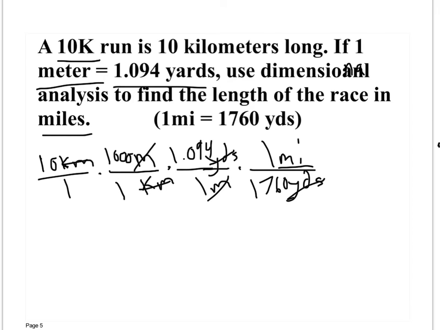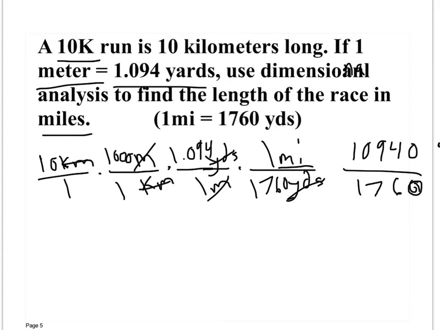What I do is I do everything on top. I multiply everything on top and then divide by everything on bottom. So I take 10 times 1,000 times 1.094, which I will use a calculator for. 10 times 1,000 is 10,000. So 10,000 times 1.094, we'll move the decimal 4 times and you get 10,940 over 1760, because 1 times 1 times 1 times 1760 is 1760. So we divide by that.